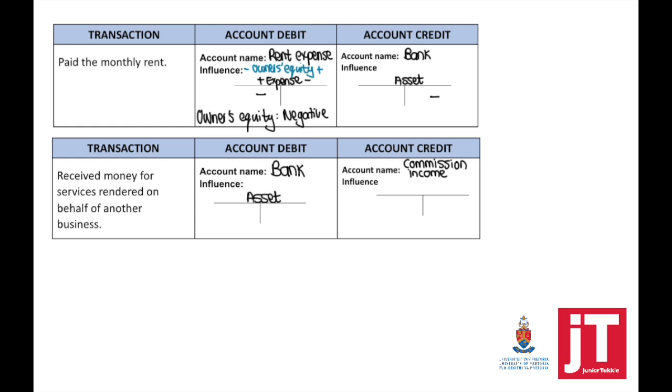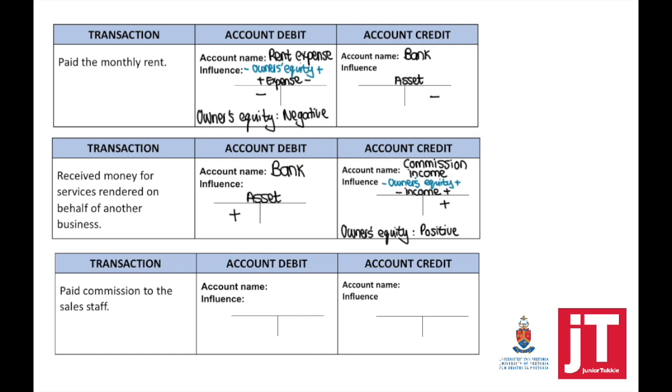So bank is regarded as an asset, and if more money comes into our bank account, it means our assets will increase. Commission income is regarded as an income. If our income increases, it will have a positive effect on the owner's equity.